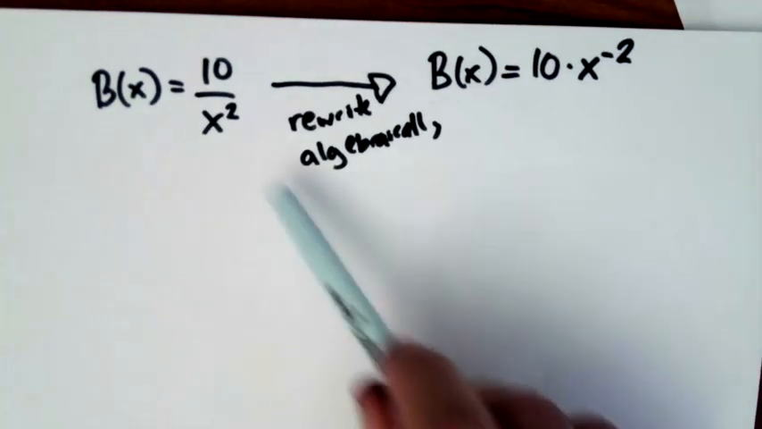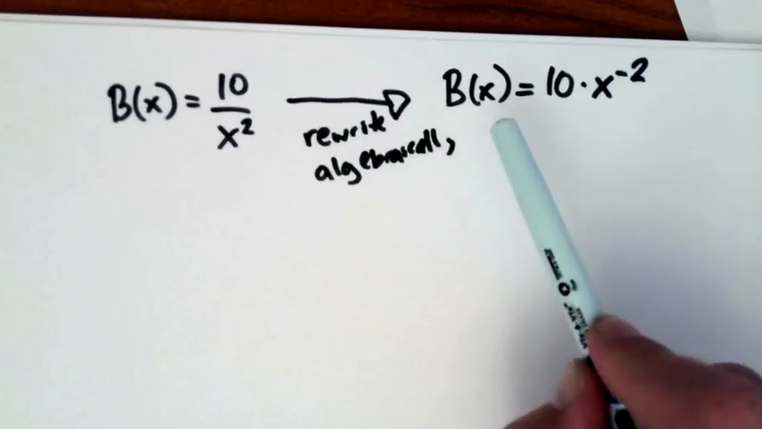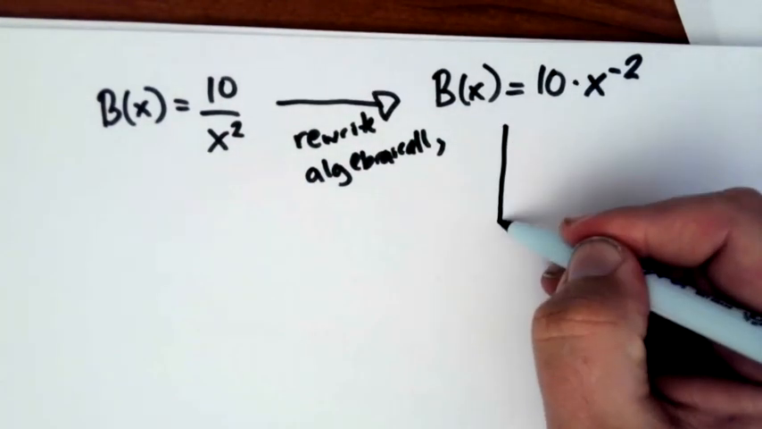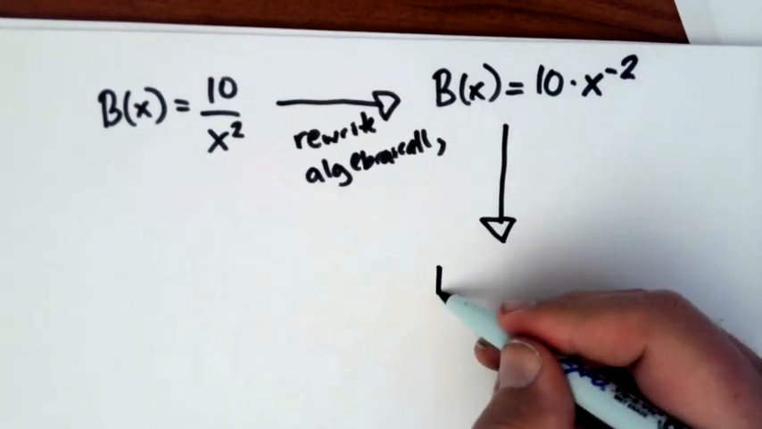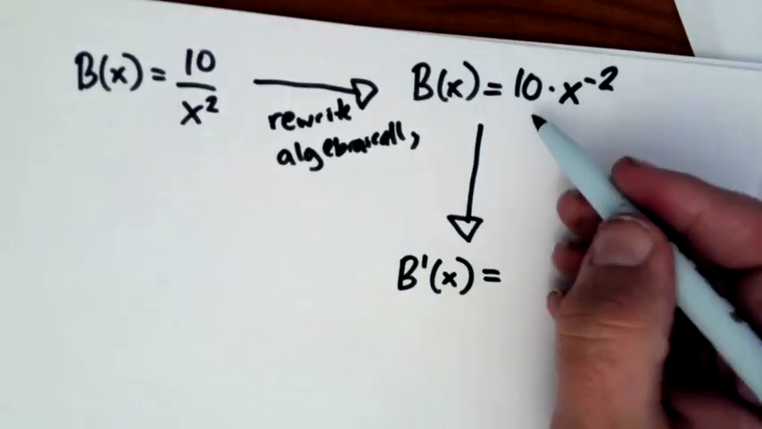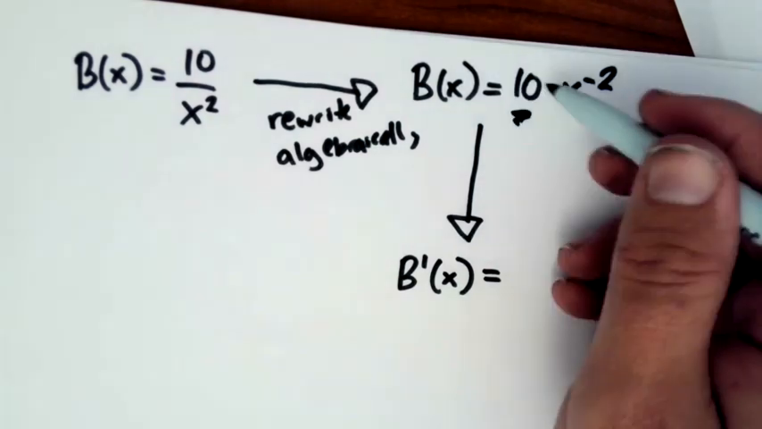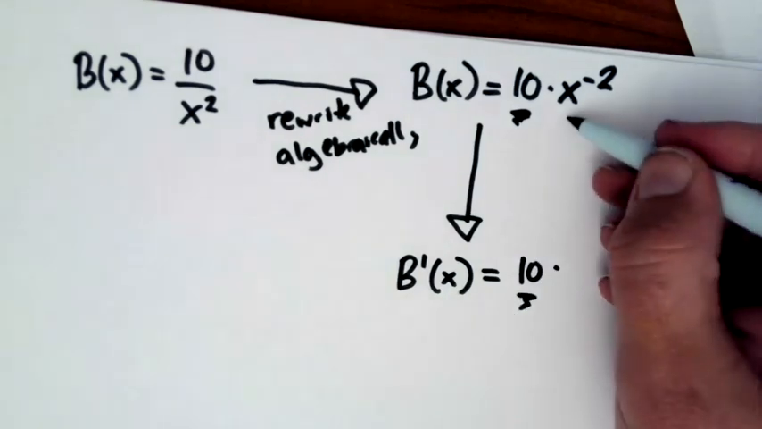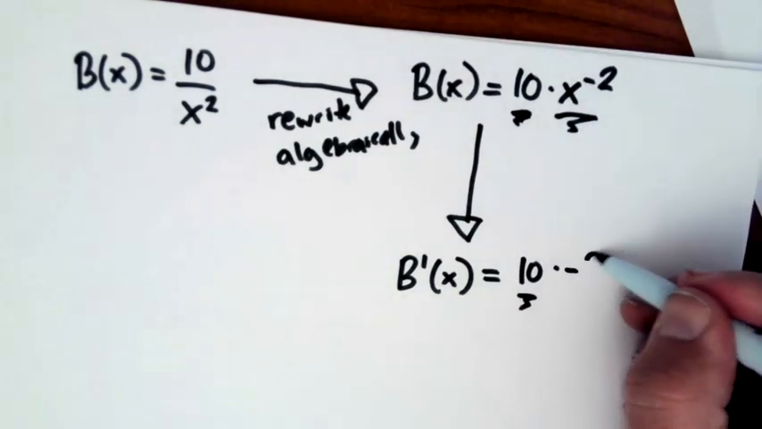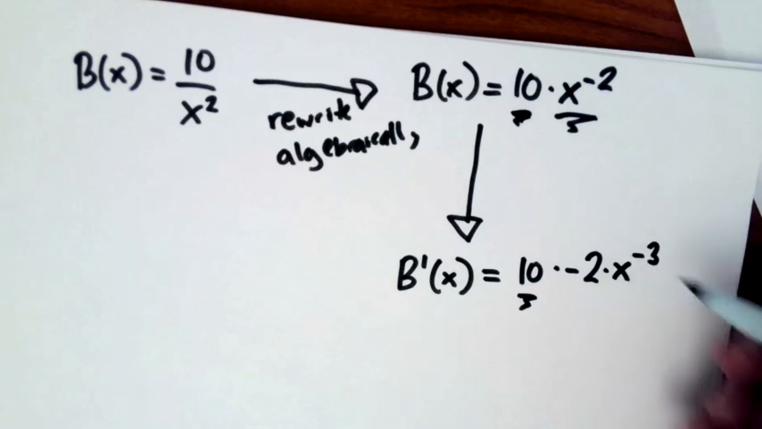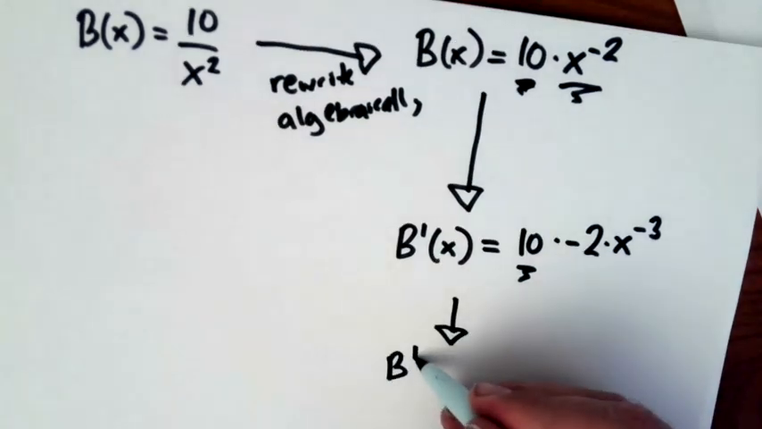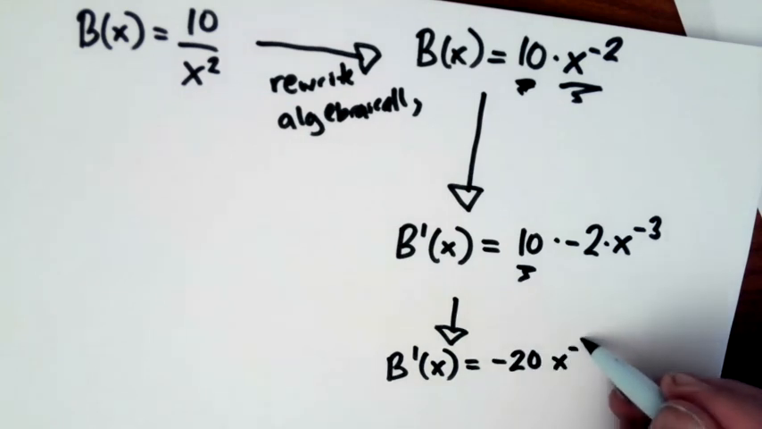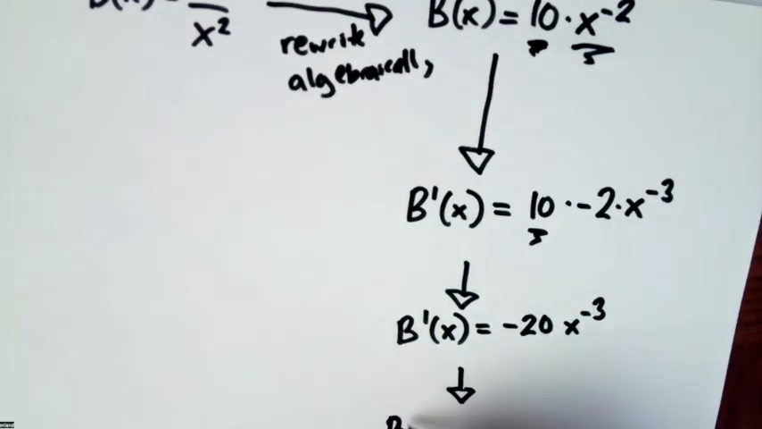Now, lots of times people think, oh, I took the derivative. This is not b prime. This is just b of x, a different way of writing it. So then my thing is, okay, I have my b of x. Now can I do b prime of x here? Well, what happens to this 10 when I take the derivative of 10 times x to the negative 2? It just stays there. So it stays as 10. And the derivative of x to the negative 2 is times negative 2 times x to the negative 3, which means that b prime of x is equal to negative 20 x to the negative 3. You buy that?